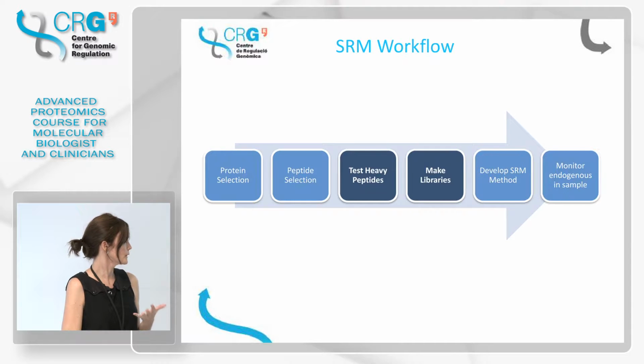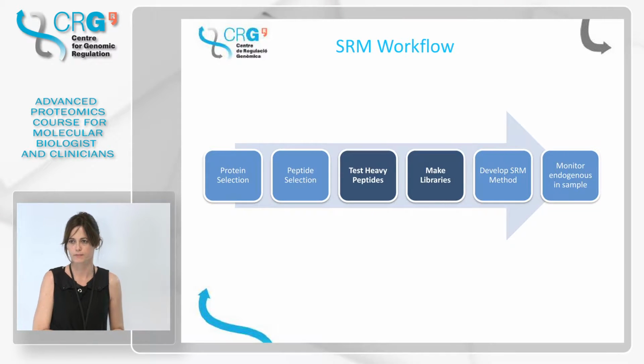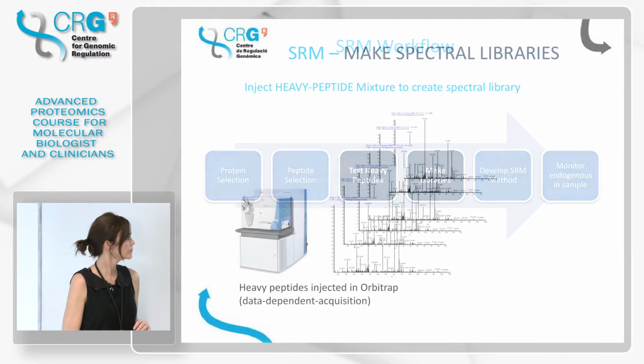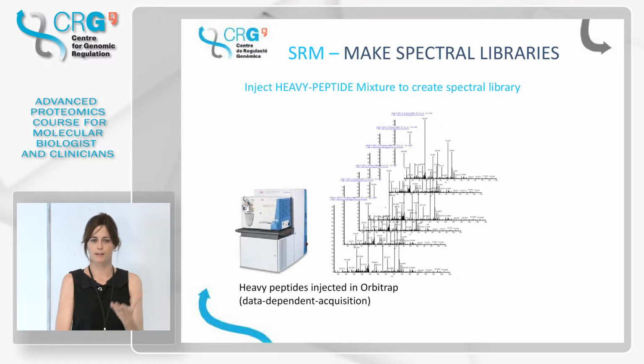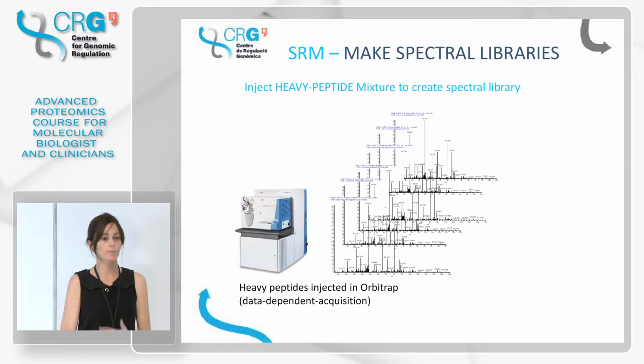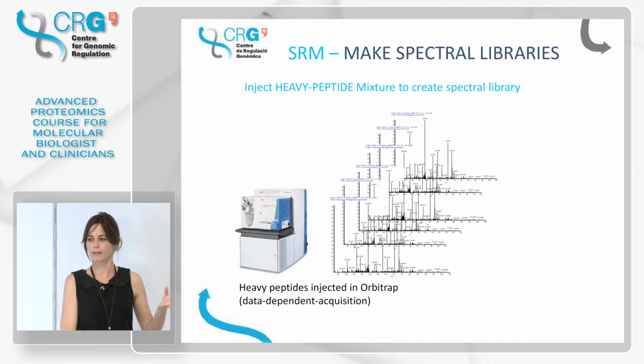Okay, what else do we do with these heavy peptides? We make our spectral libraries. Okay, the spectral libraries are the MS2 libraries. So we can inject these heavy peptides in the same instrument where we are going to perform SRM, or in a different instrument. In this case, we take this mixture of heavy peptides. Imagine that we want to monitor 10 proteins with 2 peptides each. So we have bought 20 heavy peptides. We mix them all, because 20 peptides for a mass spectrometer is easy, nothing.